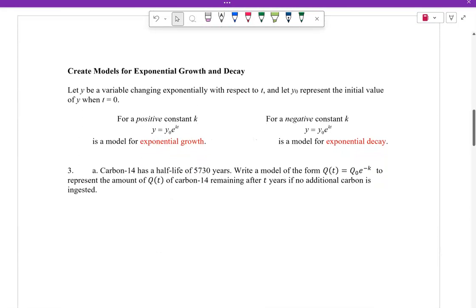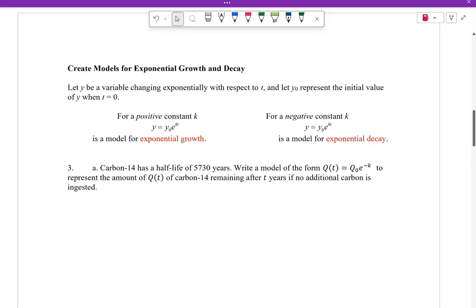So now we're going to create models of exponential growth and exponential decay. Notice the formulas that we're using are very close to the continuous formula. Notice y sub naught is the initial value at time 0. And over here it's the same thing, but for exponential decay, our constant k will be negative. So basically in these formulas, you have to try to figure out what that constant is going to be.